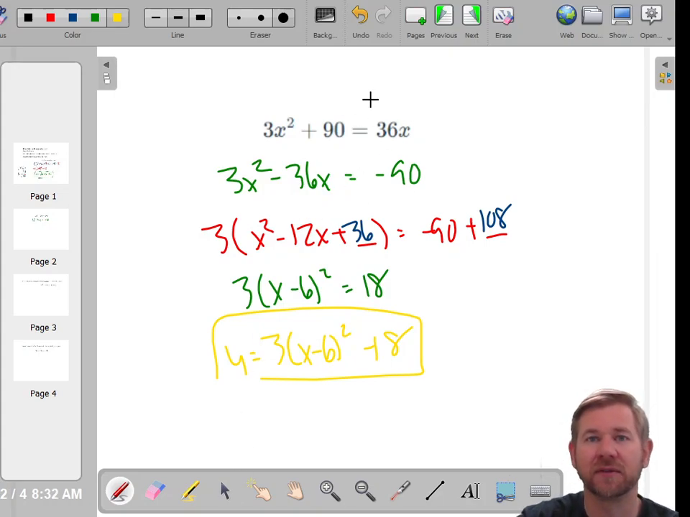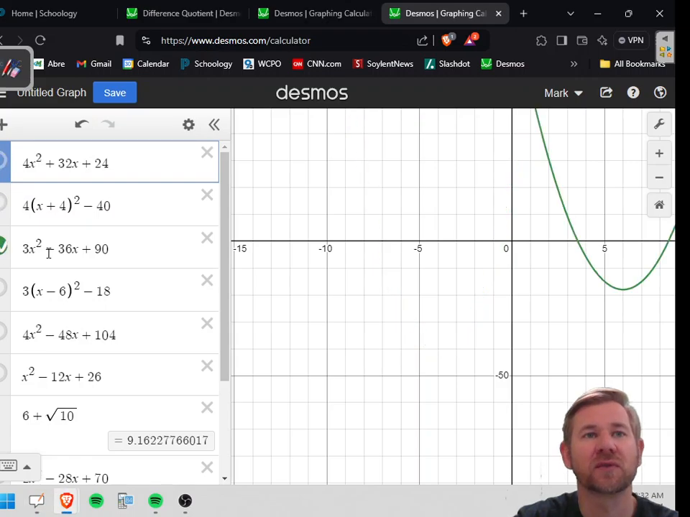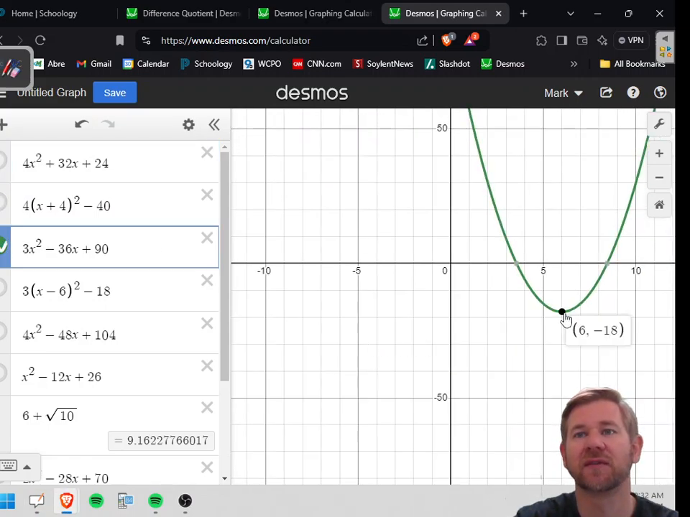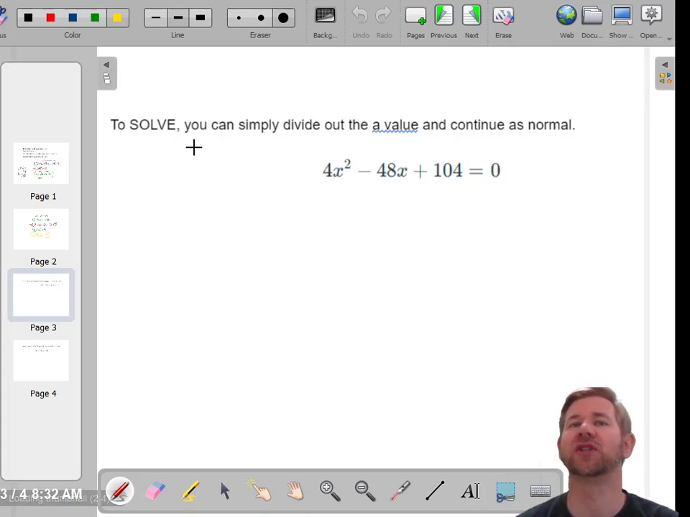So let's see how that one goes. If you put everything on one side, you get 3x squared minus 36x plus 90, and you can see that the vertex is at (6, -18). Cool. That's converting. Vertex form conversions are a little bit more difficult than if you just want to solve.